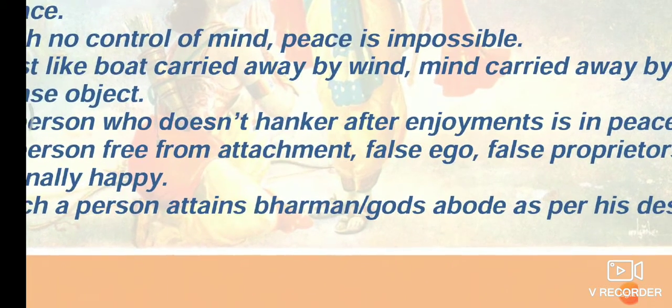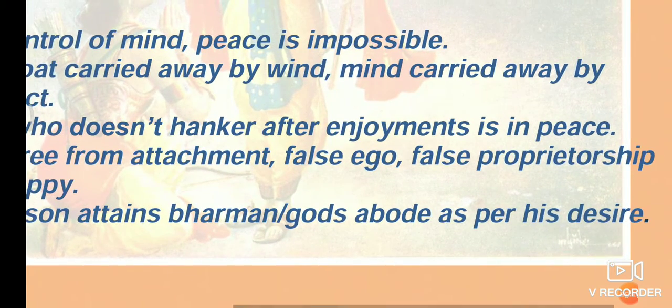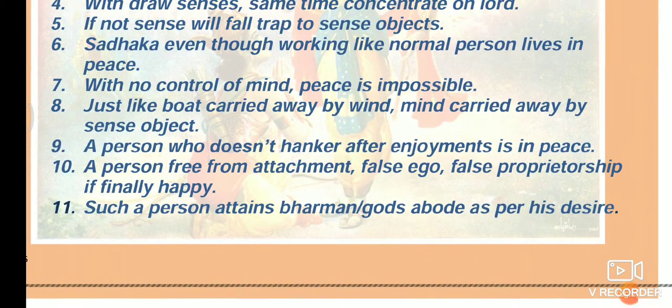Further, Krishna particularly explains that a person who is free from attachment, false ego, and false proprietorship finally attains happiness. These three are particularly pinpointed by Krishna. A person should be free from attachments. Attachment may be anything: wife, children, house, father, mother, all these human attachments. Also attachments to home, property, enjoyments, cars, and so on. These all come under the subject of attachment. So, a person has to be free from attachment.